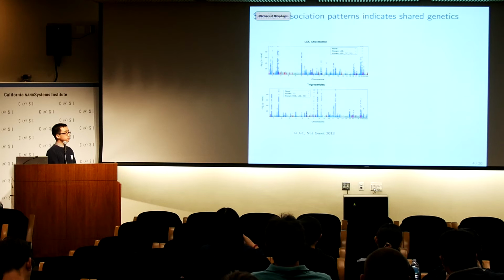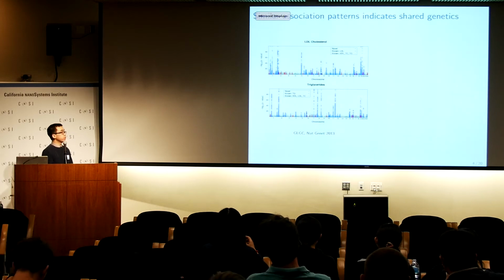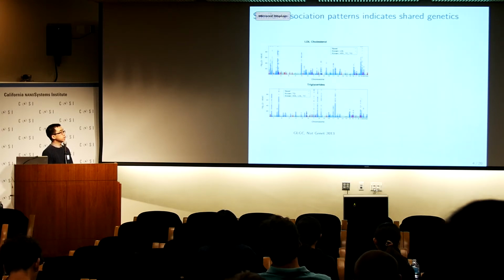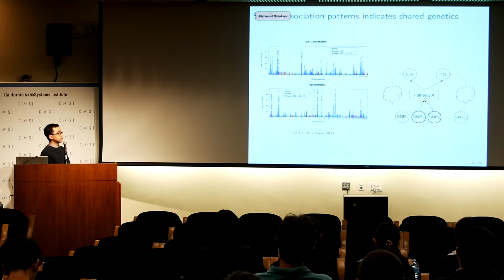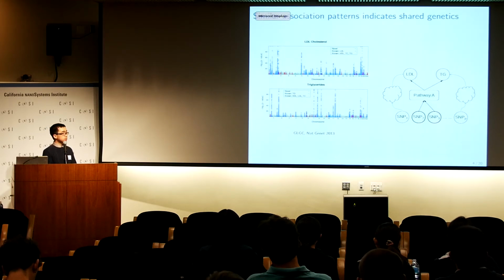So if you look at the Manhattan plot for some of the traits, you will notice that some of them have very strikingly similar patterns of association signals. As an example, for the pair of traits, low-density lipoprotein and triglyceride, they have very similar Manhattan plots. As you can see, all the peaks are shared for these two traits. So this is an indication of shared genetic architecture for these two traits. For example, the pair of traits LDL and triglyceride could both be affected by a pathway, which is in turn affected by the same set of SNPs.